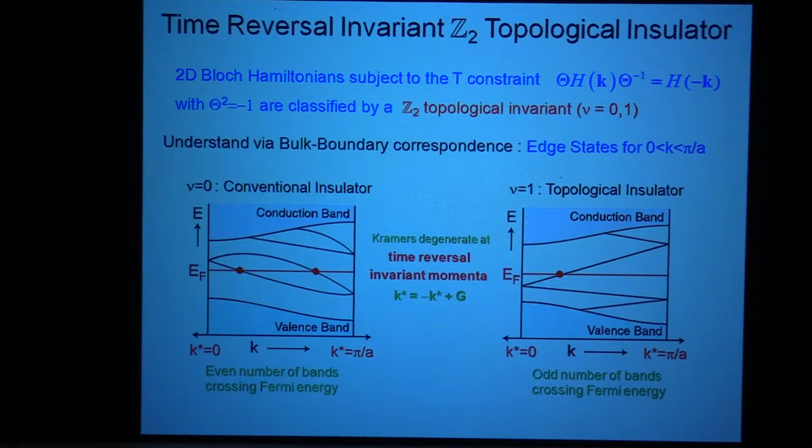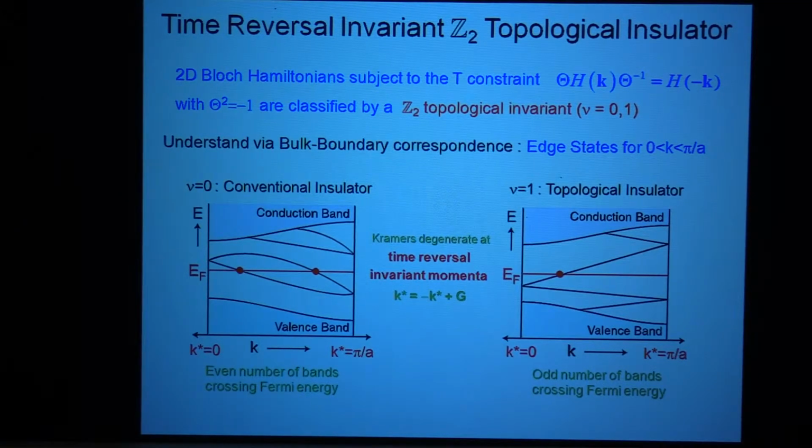Okay, good. Okay, so let me convince you that there are two and only two classes. Okay, and again, the way I'm going to do this is by thinking about the boundary, about the edge of this two-dimensional system. Okay, and so again, I have a two-dimensional Hamiltonian with time reversal symmetry, which imposes this constraint. And so I want to argue that there's a Z2 topological invariant that distinguishes two different kinds.